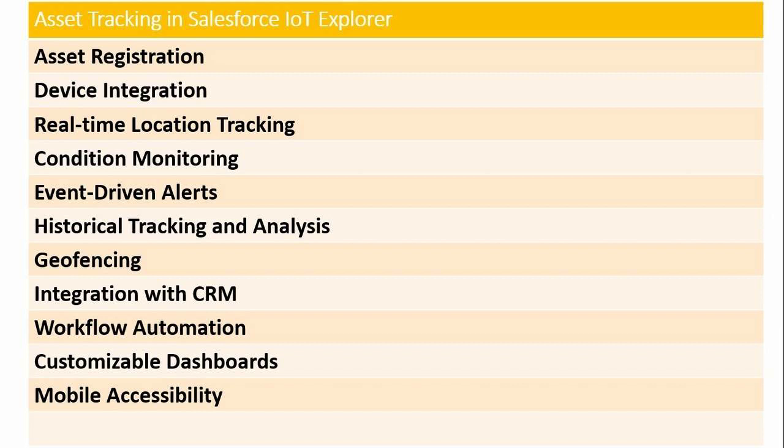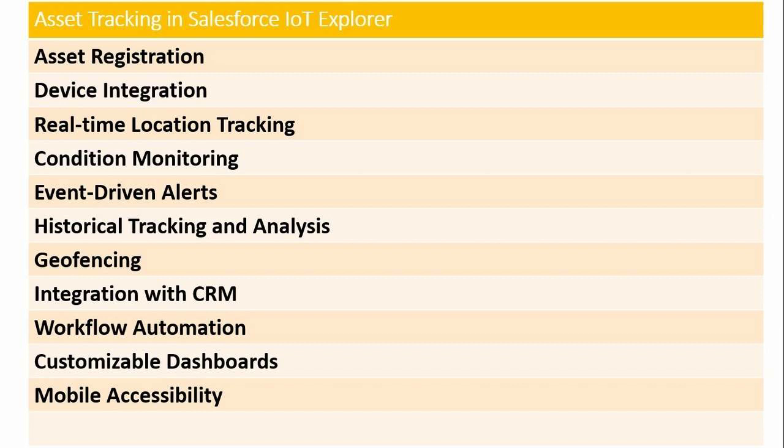Mobile accessibility. Overview. Accessing asset data and insights through mobile devices. Details. Asset tracking in Salesforce IoT is often accessible through mobile applications, allowing users to monitor assets, receive alerts, and take necessary actions while on the go.